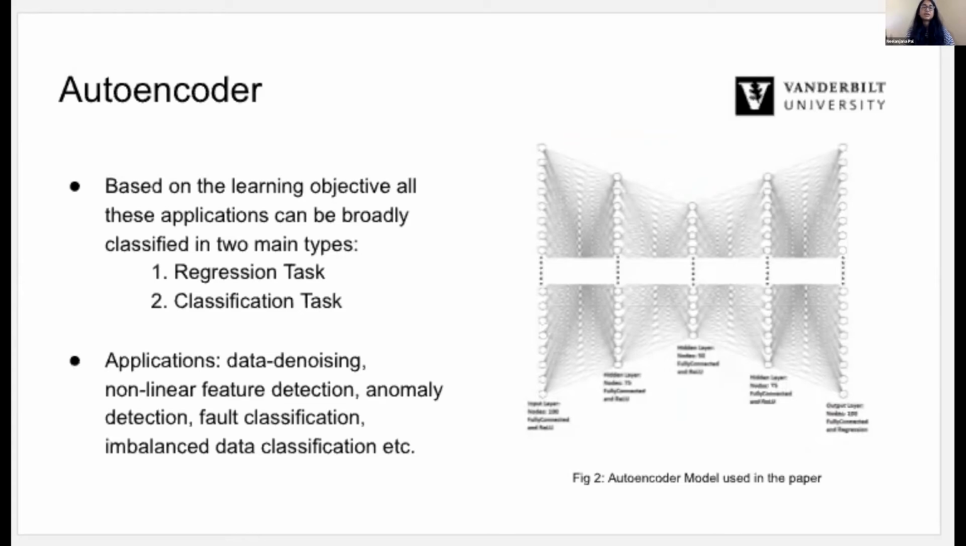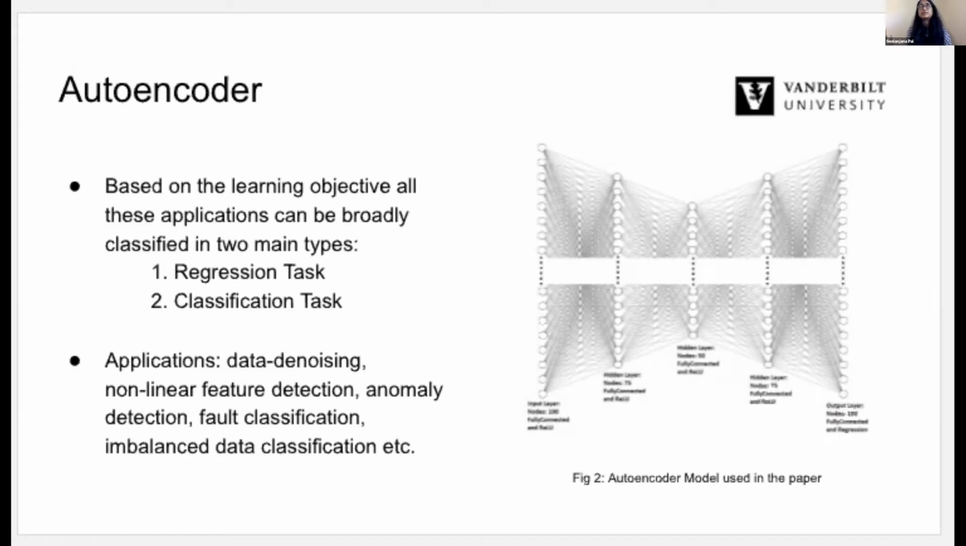And based on the learning objective, all the applications where neural network-based autoencoders are used have two main types: regression-based tasks and classification tasks. For classification tasks, a regression autoencoder model is trained first, and then the decoder part is removed and replaced by a softmax and classification layer. Then the entire system is trained again to make it more efficient.